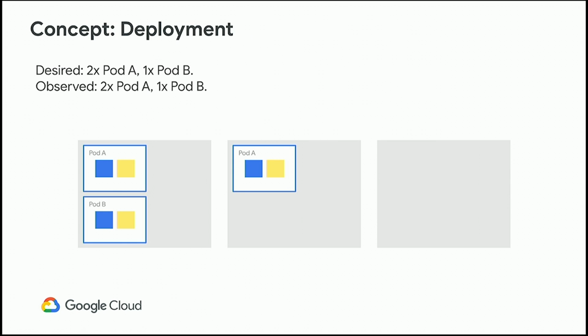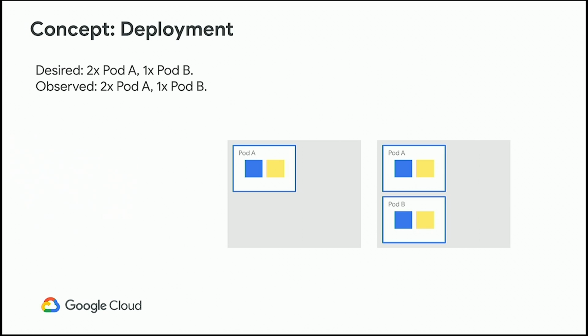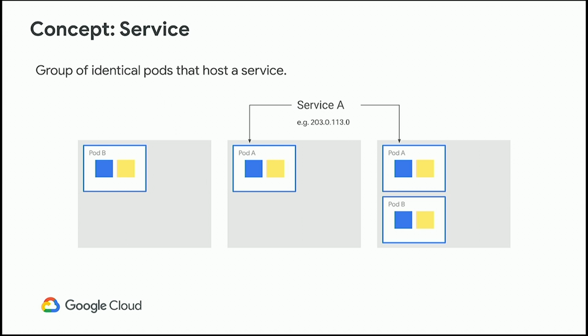Say we have a system and we have 2 of pod A and 1 of pod B. If one of those nodes were to become unhealthy and disappear, the system would very quickly notice, wait a minute, there's only 1 of pod A running now and none of pod B. It's going to then reschedule those onto another node, at which time it will observe that the desired state has been met and everything is right in the world again. So that all happens automatically. That's one of the very nice things about Kubernetes. And that operator pattern applies to various other constructs as well.